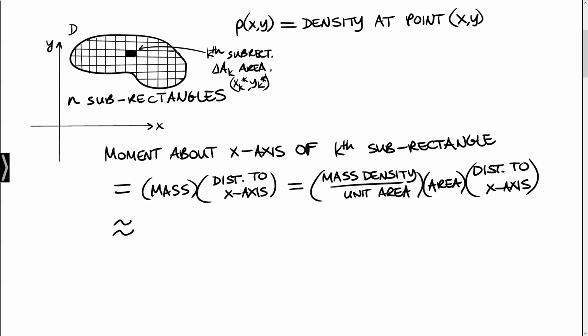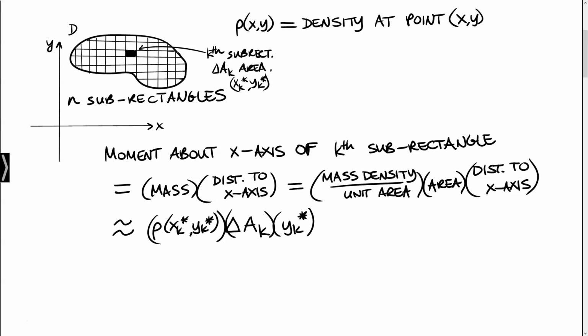So we can approximate the mass density per unit area by just evaluating the mass density function somewhere at this sample point. So that's going to be rho of xk star, yk star. And then we multiply that by the area, which is delta A sub k. So this times the distance to the x-axis. Well, the distance to the x-axis is the y-coordinate, and we'll choose the y-coordinate of the sample point.